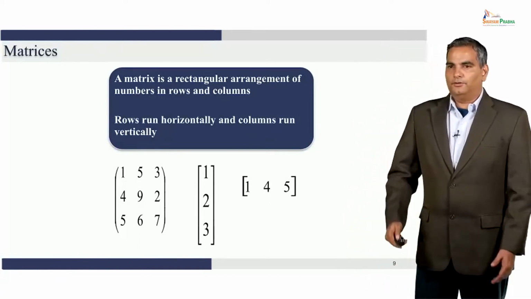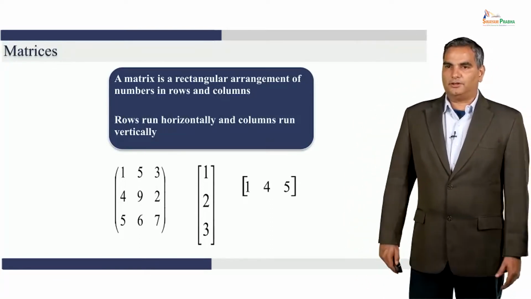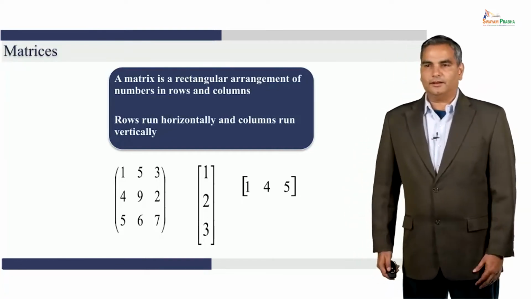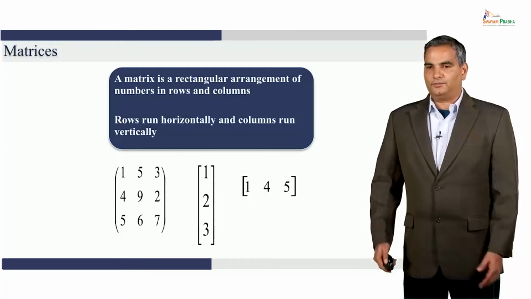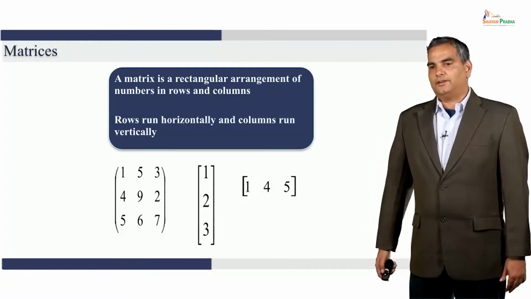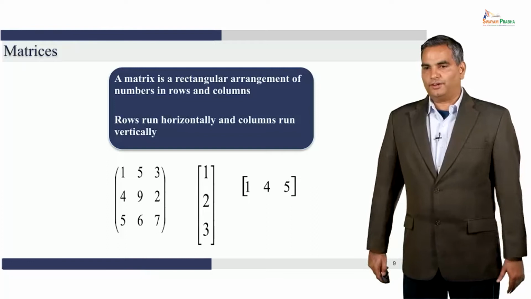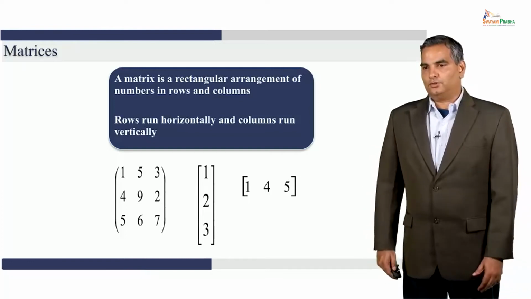As you all know, a matrix is a rectangular arrangement of rows and columns. The rows run horizontally and the columns run vertically. So if you take the first matrix that's shown on the screen, there are 3 rows and 3 columns. The first row is 1, 5, 3. The last column is 3, 2, 7, and so on.